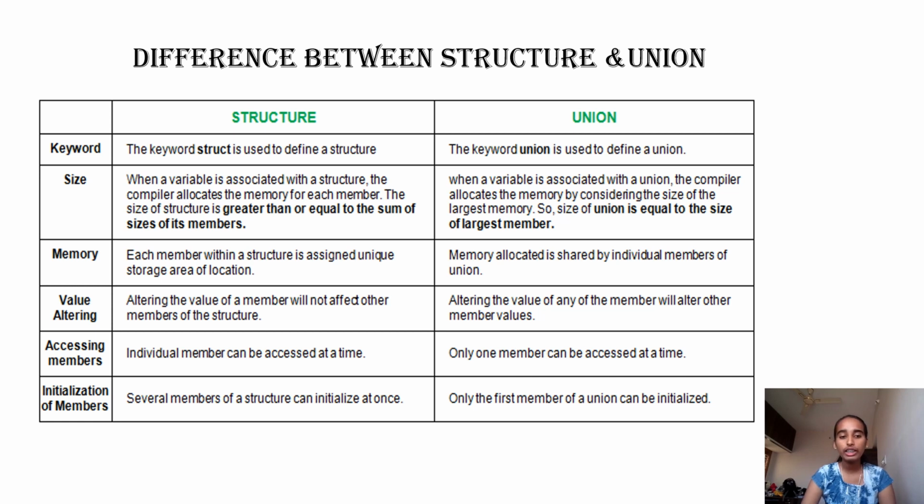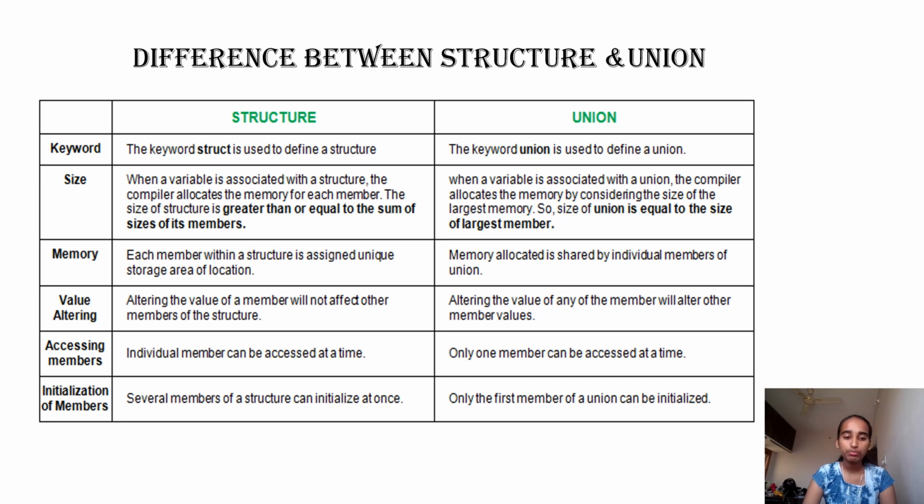In structure, each member within a structure is assigned a unique storage location. Here in union, memory allocated is shared by individual members of the union. Now, value altering. In structure, altering the value of a member will not affect other members of the structure. In union, altering the value of any of the members will alter other members' values.